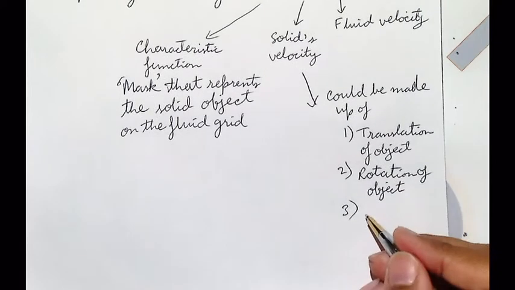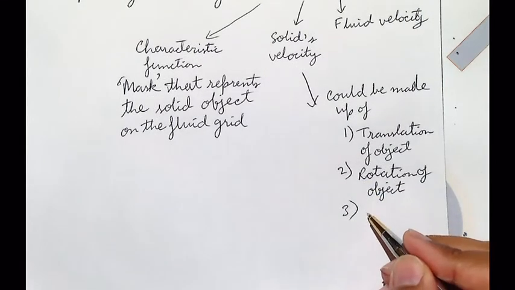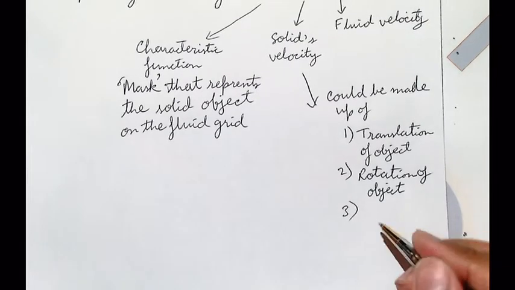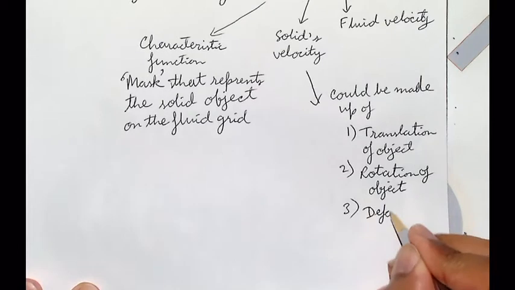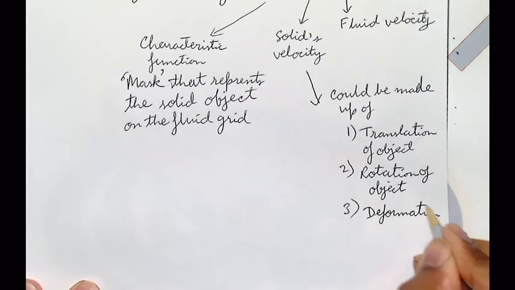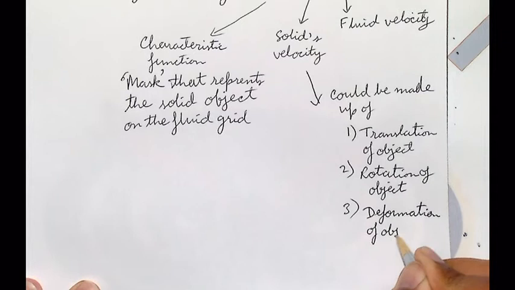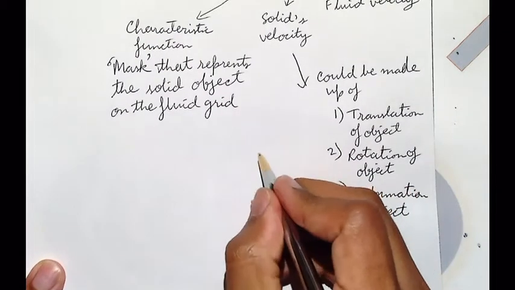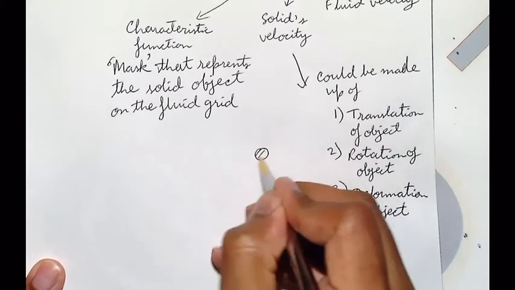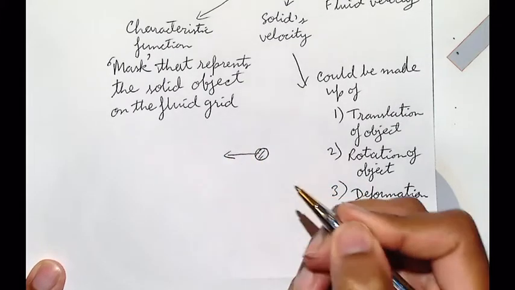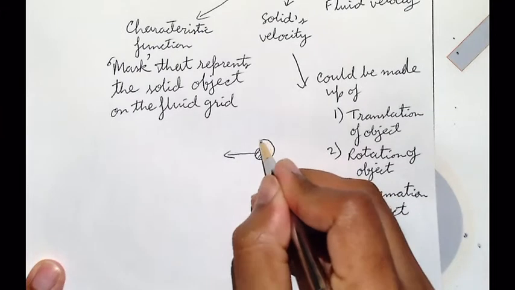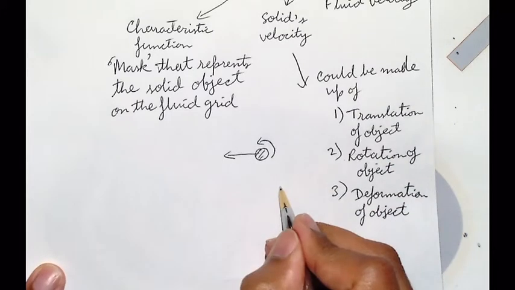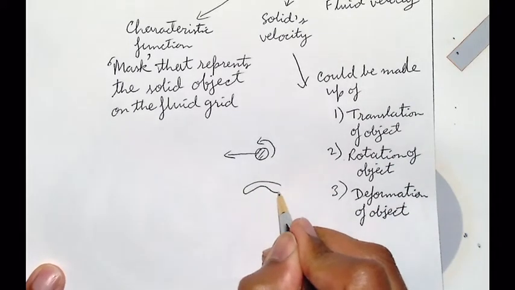let's keep it simple at the moment. So growth is deformation, bending is deformation, right? So deformation of the object. Okay, and you might have a cylinder that's being moved as well as being rotated. So that would be these two components.